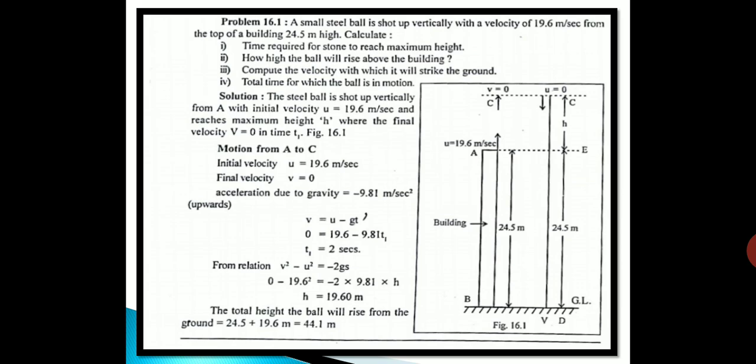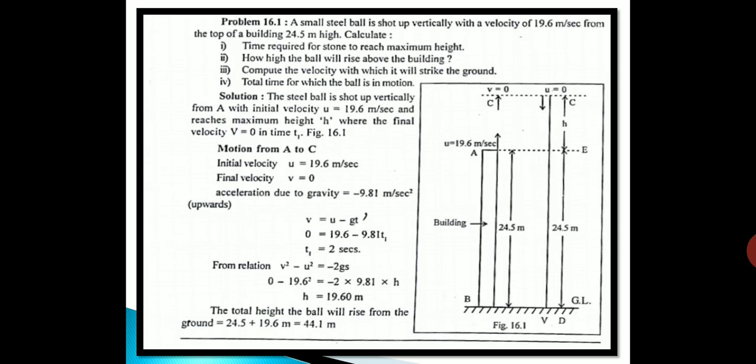It says a small steel ball is shot up vertically with a velocity of 19.6 meter per second from the top of a building. The height of the building is given as 24.5 meters. Then calculate the time required for the steel ball to reach maximum height. Then, how high will the ball rise above the building? Third, compute the velocity with which the ball will strike the ground. And the last one, the total time for which the ball is in motion. So these four things we have to find here.